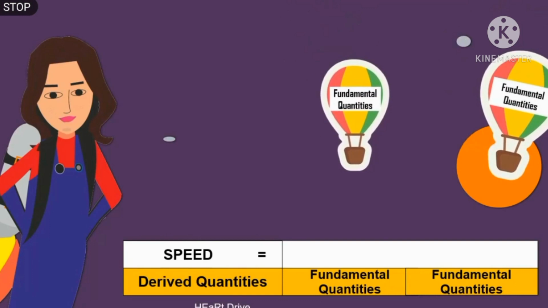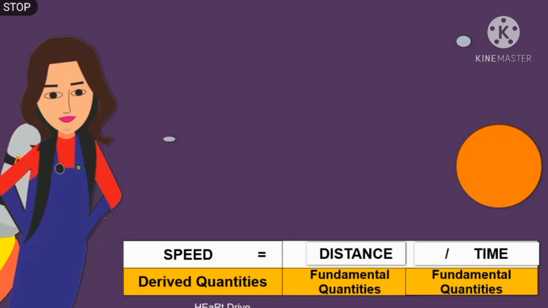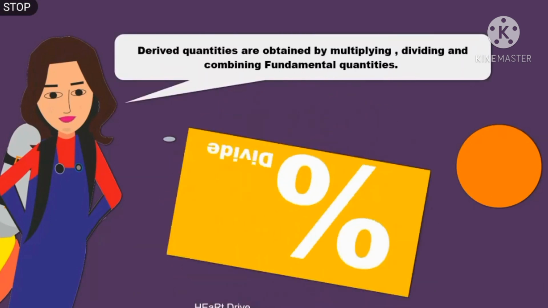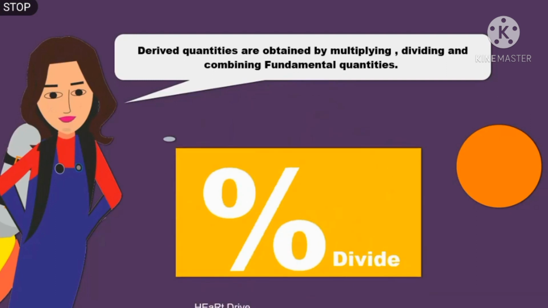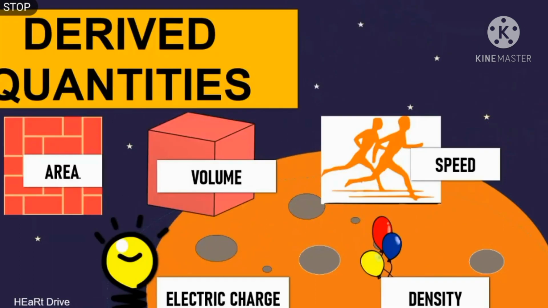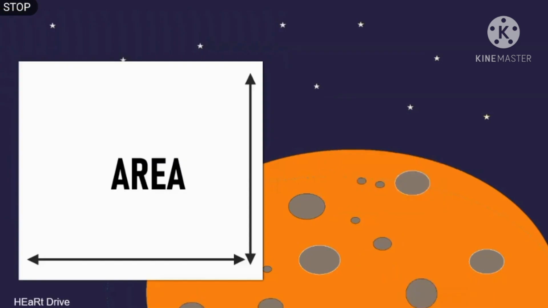Any quantity which is a combination of fundamental quantities is called a derived quantity. In general, derived quantities are obtained by multiplying, dividing, or combining fundamental quantities. Examples of derived quantities are area, volume, speed, electric charge, and density.